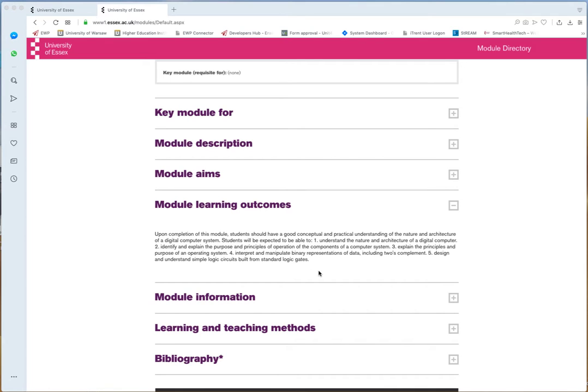Okay, so again, you can see whoever has written these has, in fact, in this first one, used the word understand, which could be criticised, and they may wish to review that. But number 5, again, design and understand simple logic circuits.